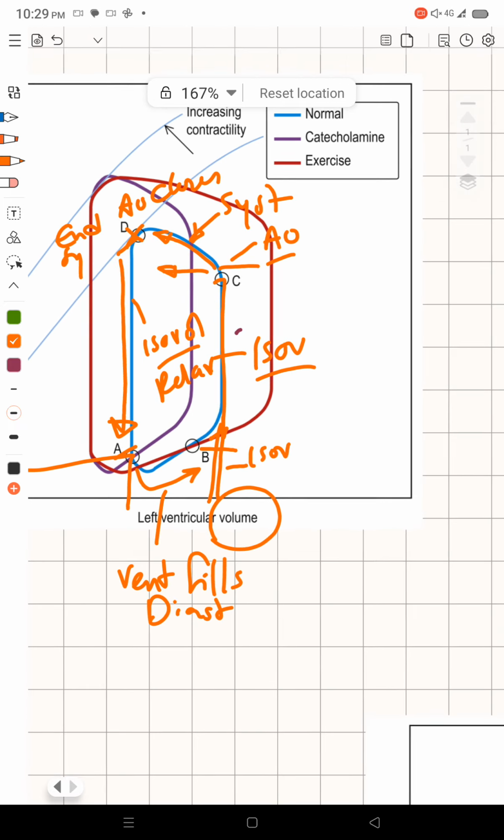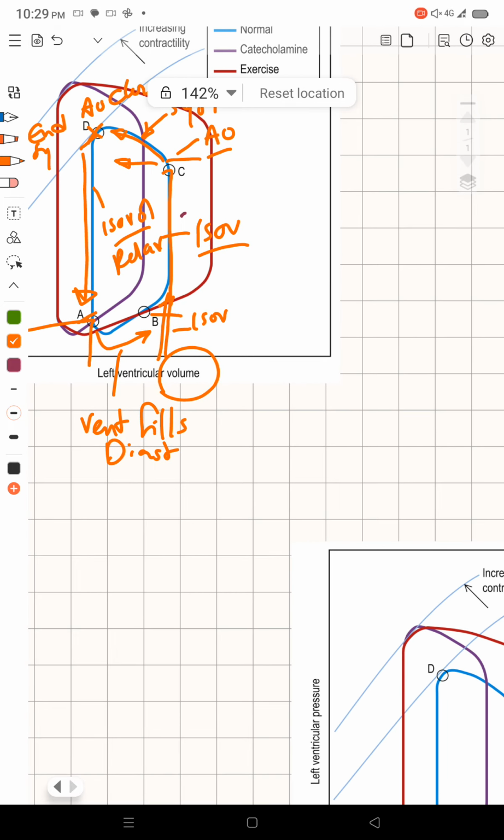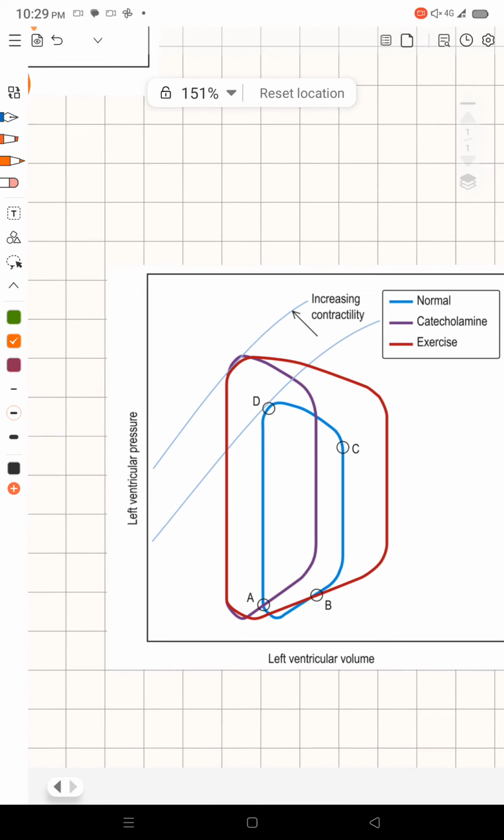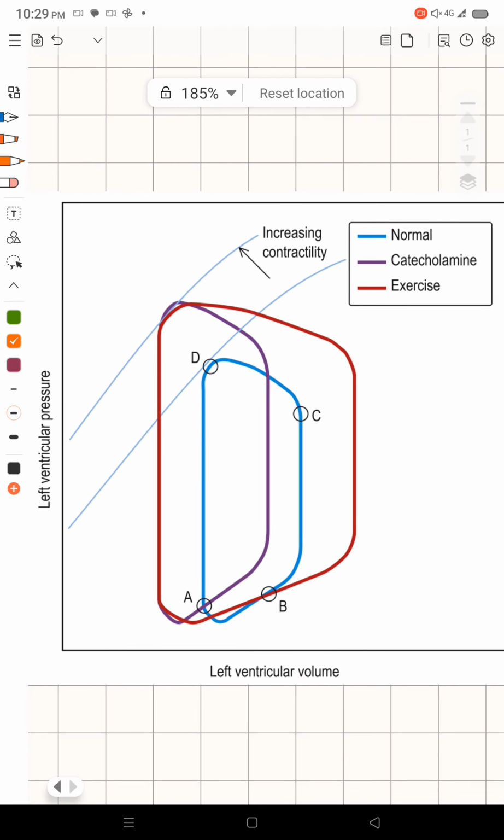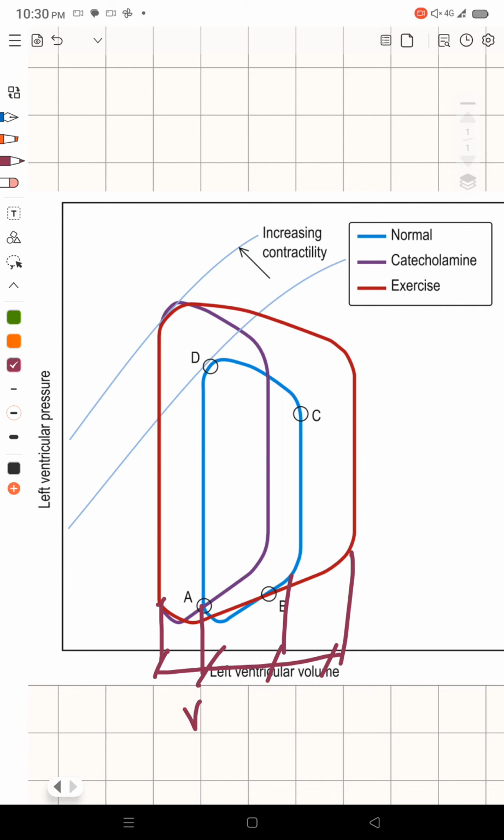What happens under other conditions is also important to be understood. So let us see what happens in exercise. As you can see in red, during exercise, the volume ejected increases. Why does it increase in comparison to the normal? The answer is that venous return increases ventricular filling, and this allows more blood to be accumulated in the ventricle.